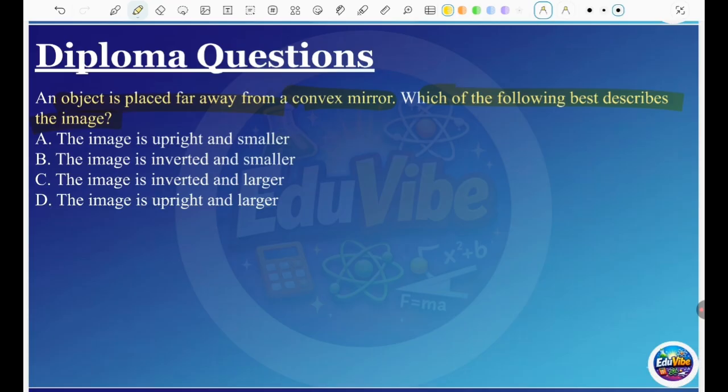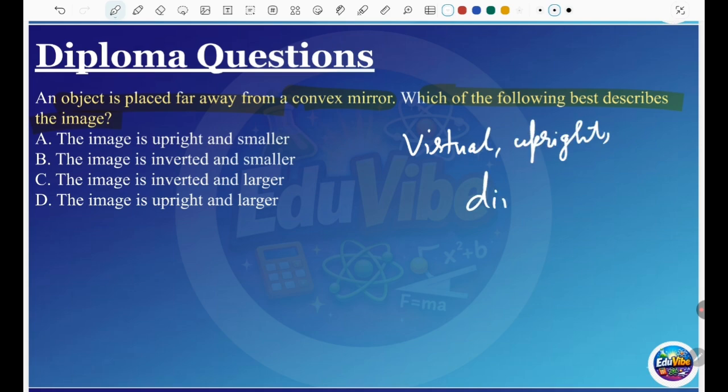This is a convex mirror, and for a convex mirror you have to know three things. Firstly, the image is virtual, and you always get an upright image, and you have a diminished one, which you can say is a smaller image.